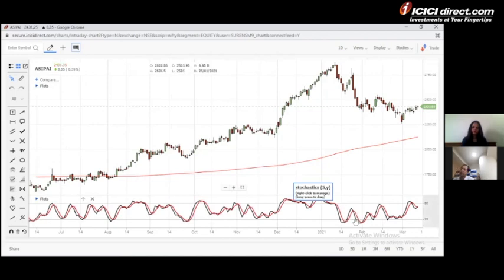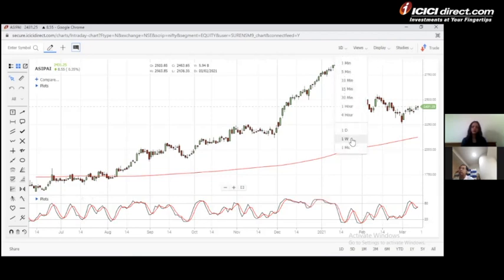But I would say it's not compulsory that stochastics cannot remain overbought for a long period of time, and the market can rally further. It is not compulsory that if the stochastics is overbought, you should go and sell in the market, or when the stochastics is oversold, you should just buy, because you have to use multiple other parameters apart from stochastics to understand the depth of the market. So look at the weekly chart.